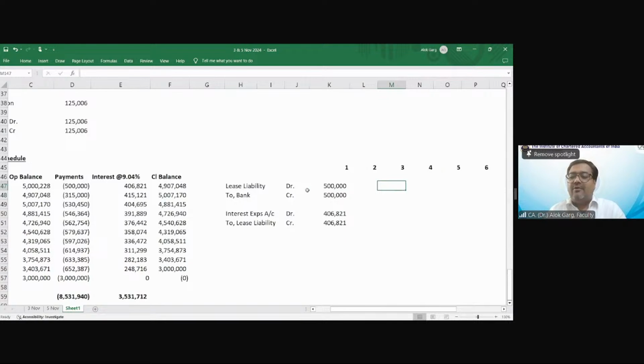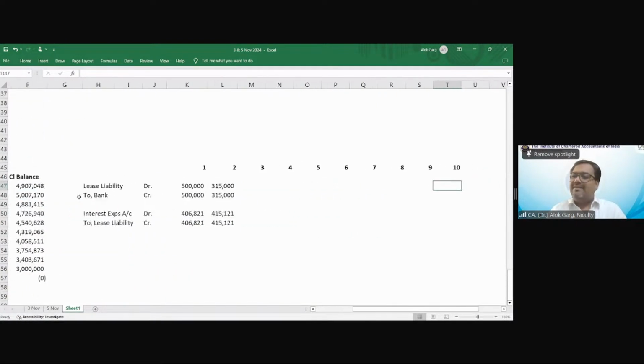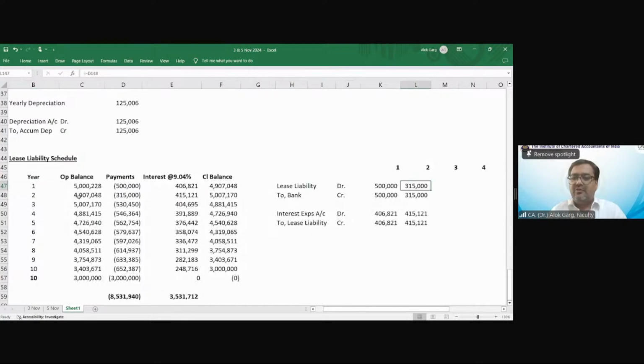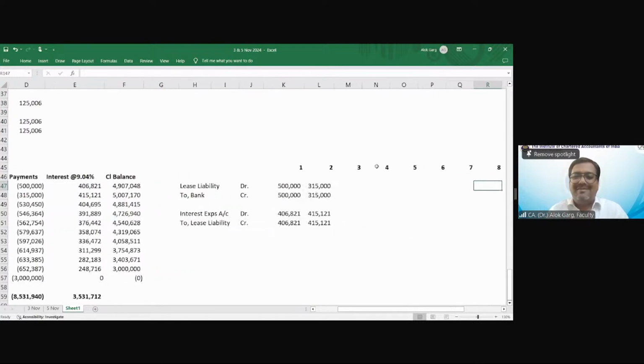Shall I drag the accounting entry for the entire 10 years or should I leave it here only? क्या करूं? Drag करूं इसको accounting entry को? Can you drag this accounting entry up to 10 years? Should I leave it? No one is answering. Okay, you want me to complete this? Okay. Let me complete this.